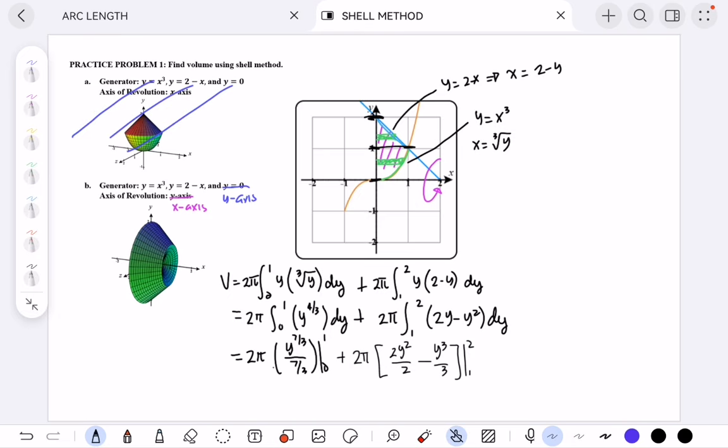Let's see. So 2 pi times 3/7. When y is 1, I'll have 1. When y is 0, I'll have 0. Plus 2 pi here. This will now be 2 over 2 is 1, so I'll just have y squared. When y is 2, I have 4 minus 8/3. Minus, when y is 1, I'll have 1 minus 1/3.